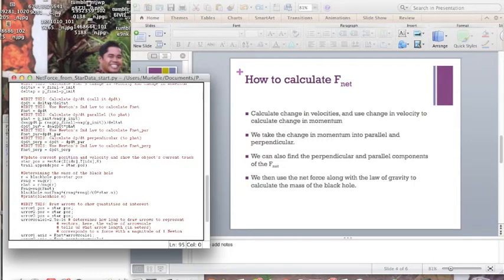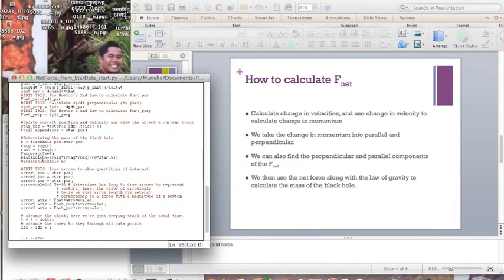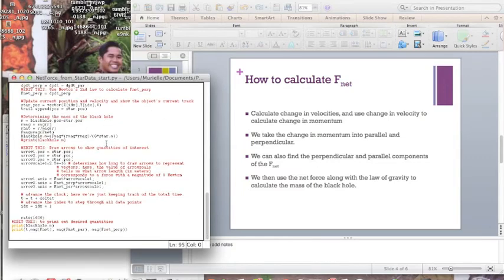Then we find the magnitude of the change in position over change in time, and then we are able to multiply that by the unit vector to get the parallel component. Similarly, we must find the perpendicular component. However, this time we can just subtract the parallel component from the F net, or the change in momentum over change in time, to find the change in momentum perpendicular. We're also then able to update the star's position and determine the mass of the black hole.